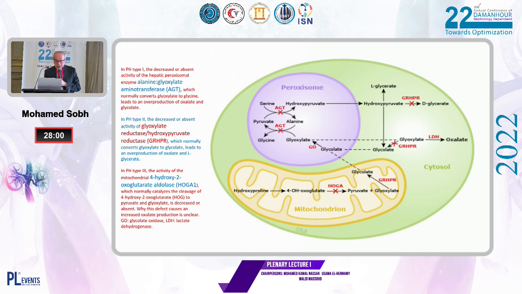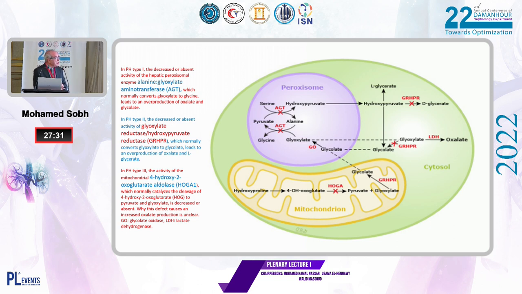I'm not going into this complexity, but I will say that there are three types of hyperoxaluria. Primary hyperoxaluria type one, in which there is an abnormality or mutation in the gene alanine glyoxylate aminotransferase, which is present in the peroxisome of the liver. This is type one.